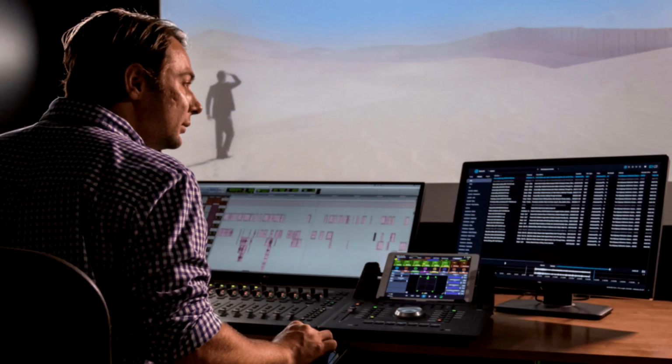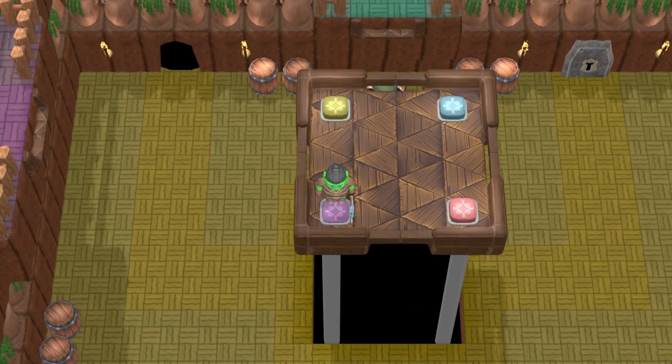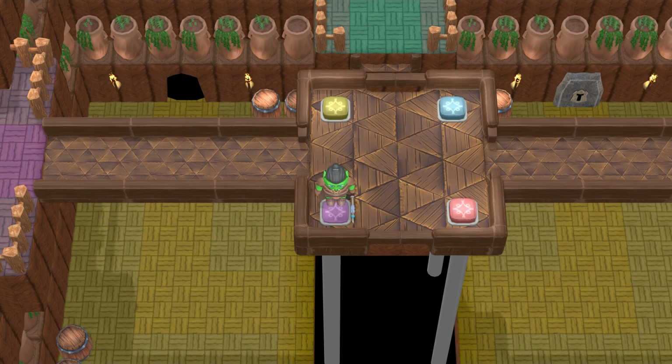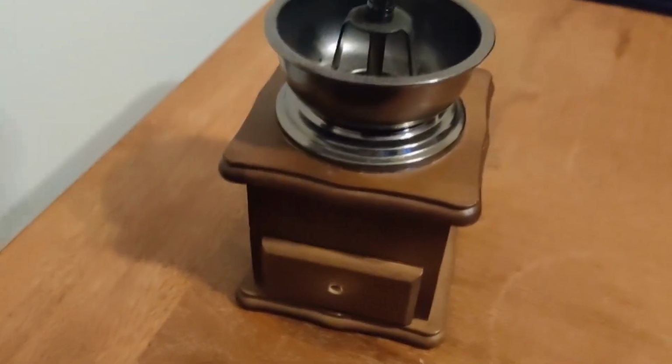Now let's move on to the elevator. Right, so for this one, I had this thing laying around in my house. And that is the end of that.